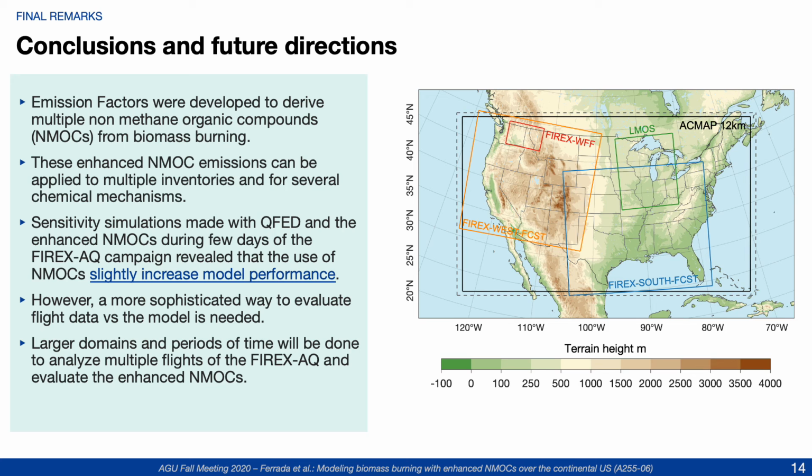Our sensitivity simulations made with QFET and the enhanced NMOCs show that the NMOC case increases all hydrocarbon species included in MOZART, and also produces more particulate matter and tropospheric ozone formation. We further compared both simulations with some species measured with the DC-8. In general, there is a slight improvement in the NMOC simulation. However, we need to develop a fairer way to compare the models since sometimes the fire locations can be shifted due to the gridding of emissions.